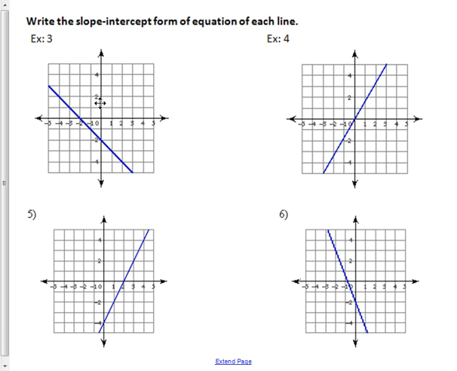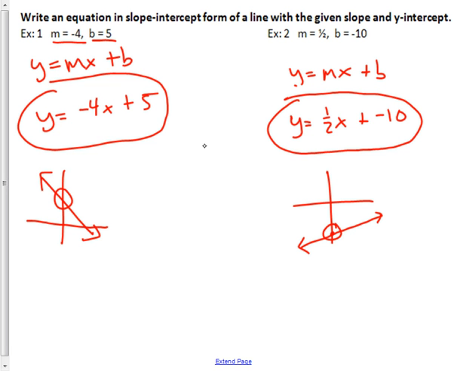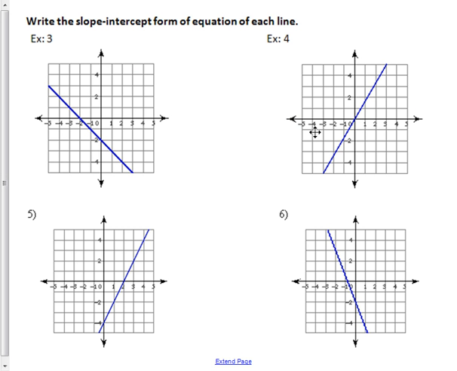Alright, so now, given the graph, we should be able to find the slope-intercept form. You need to find two things. You need to find the slope, and you need to find the y-intercept, because that's what we were given here, and it was pretty easy to write the slope-intercept form. So we need to find those two things.